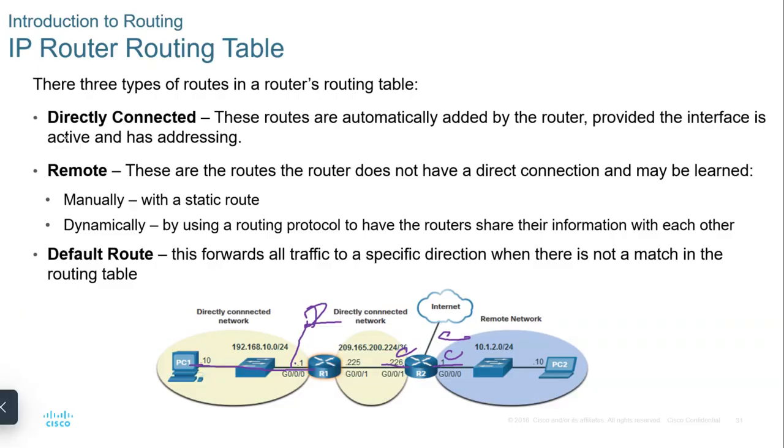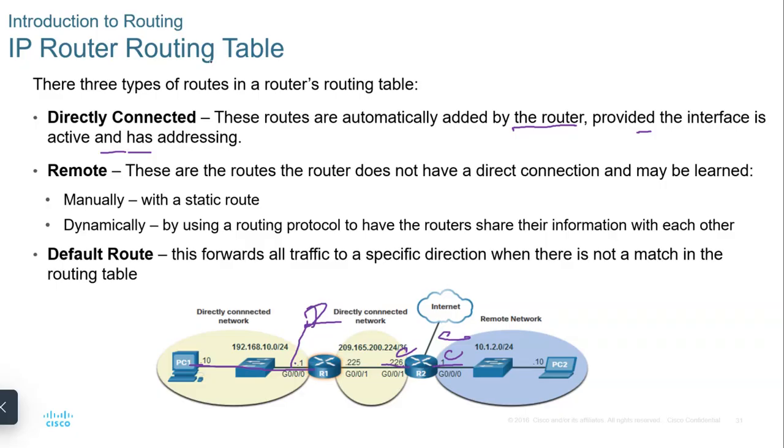Directly connected routes are automatically added by the router, provided the interface is active and has addressing. Once an interface is assigned an IP address and activated, meaning it has to be an active interface, it qualifies as directly connected. Then we have remote routes. These are routes the router does not have directly connected. I've explained that. And there are two ways of learning a remote network.